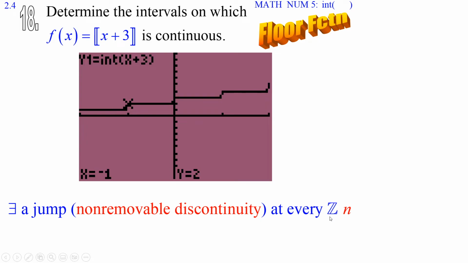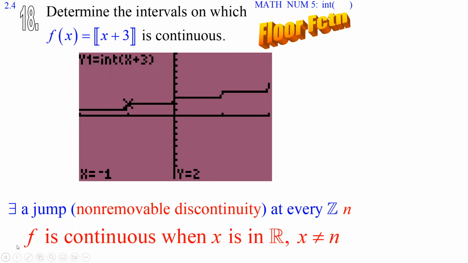And that double bar Z means the set of integers. And typically, we use an n for the set of integers, so you could actually say at every n. Okay? That's it. So it's continuous everywhere else, but that tells me that. So I could say f is continuous when x is in the real numbers and x does not equal any integer n. I think this is a very appropriate answer right here.